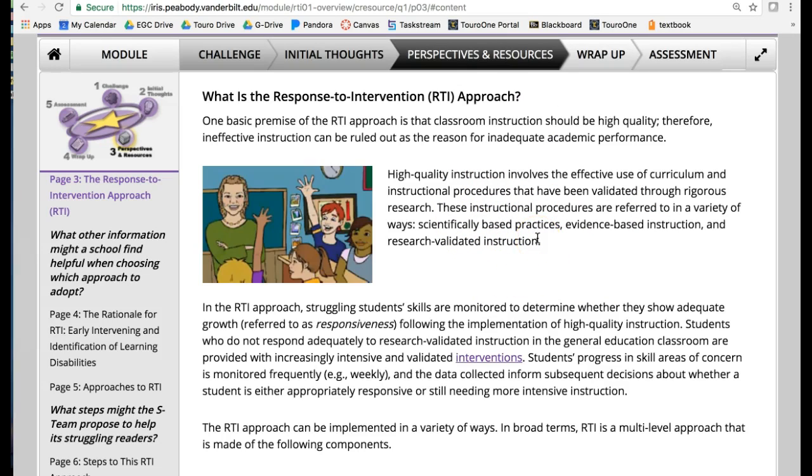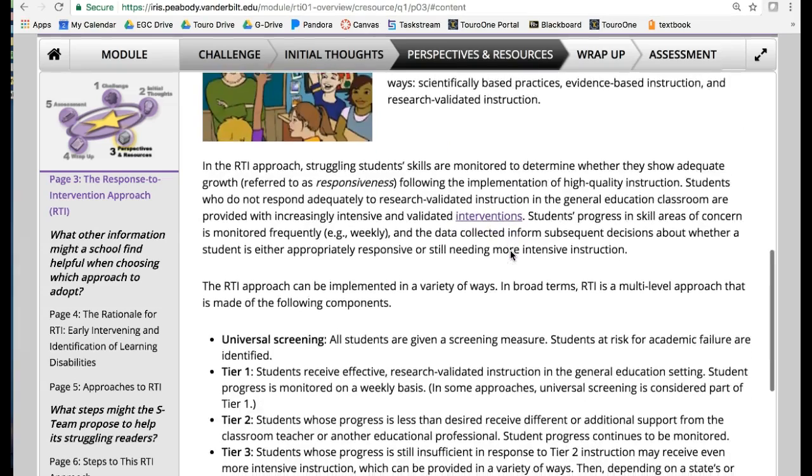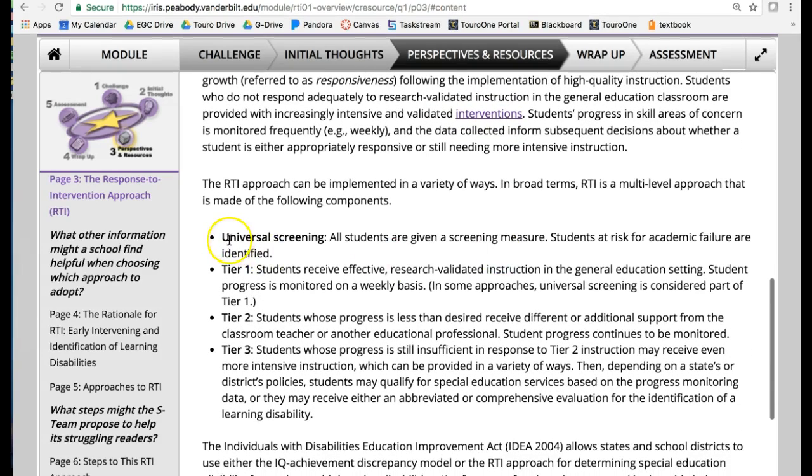The next piece is to monitor your struggling students and then determine whether they're showing any sort of growth, which we call responsiveness, to the implementations or interventions that you are trying in your class. And so there's a few ways to do this. One of them is to start out with a universal screening. So basically, you're going to go through and give all of your students the same screening measure. Universal meaning everyone.